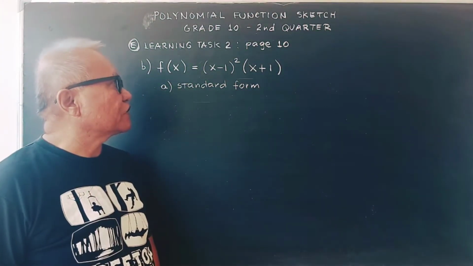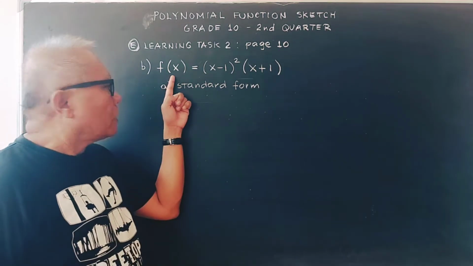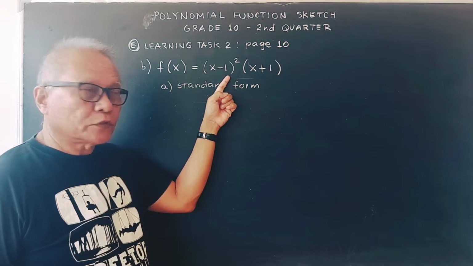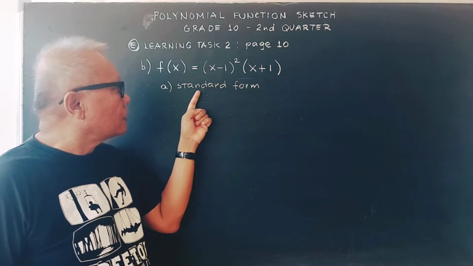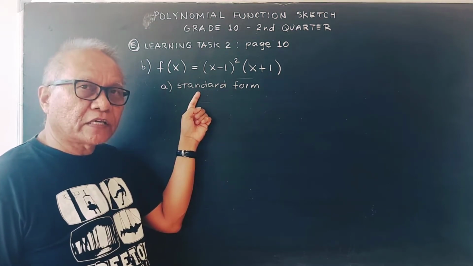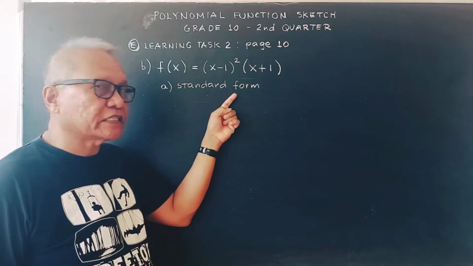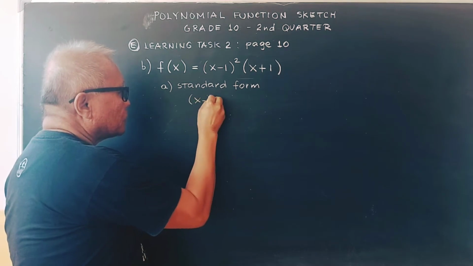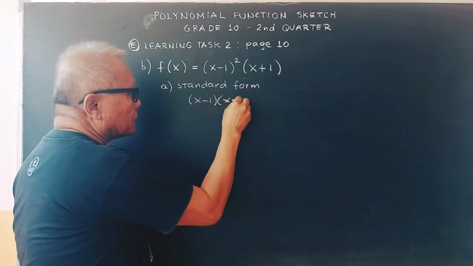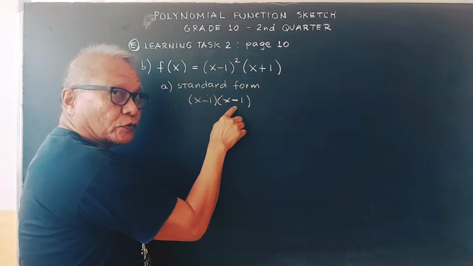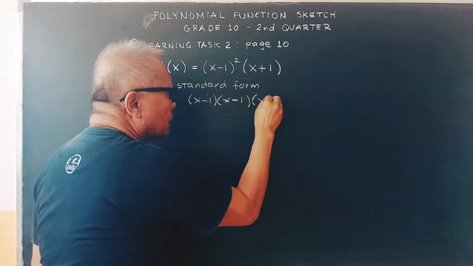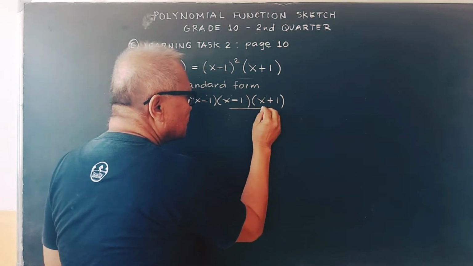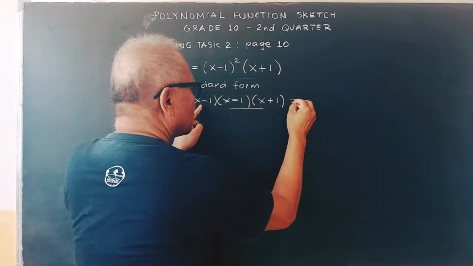Of our learning task 2 on page 10, our polynomial function is in factored form, so we don't have any problem here. But for letter A, we are going to multiply it first to write it in its standard form. So here, we can write (x minus 1)(x minus 1) because there are 2, times (x plus 1). Now, we can multiply this one and leave the other as x minus 1.